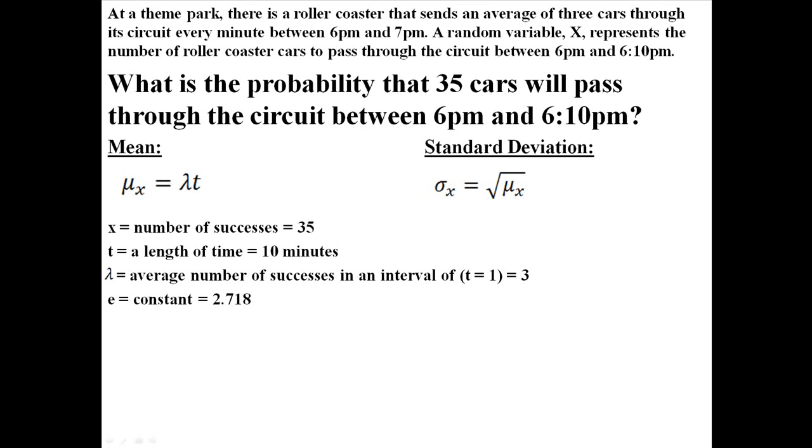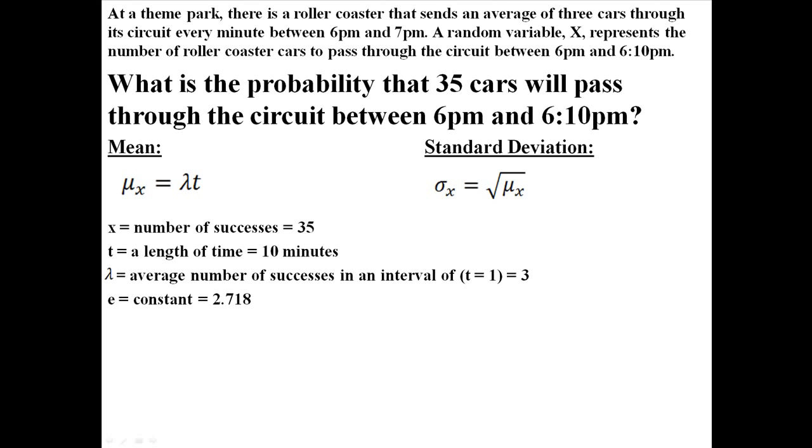We know that x refers to the number of successes. In this case, we want to know the probability of 35 cars passing through. T refers to the length of time. Between 6 and 6:10 p.m. we have 10 minutes. Lambda refers to the average number of successes in a 1-minute interval. In this case, there are 3 passing through the circuit every minute. And e is a constant, which is 2.718.